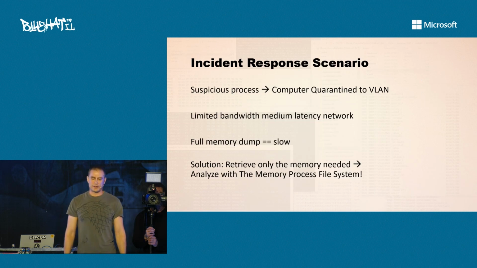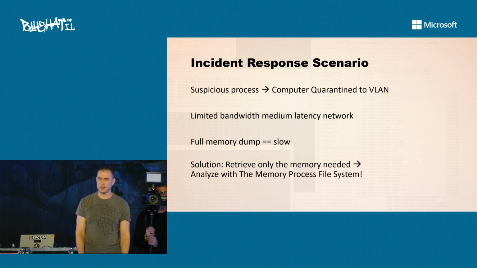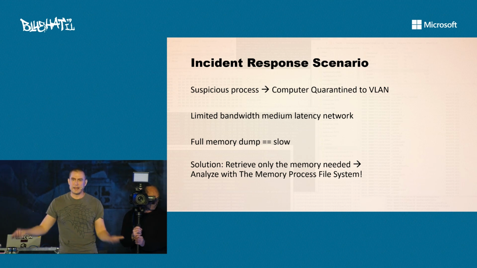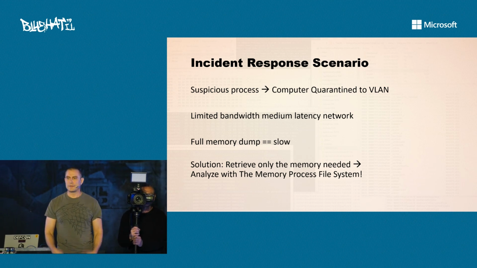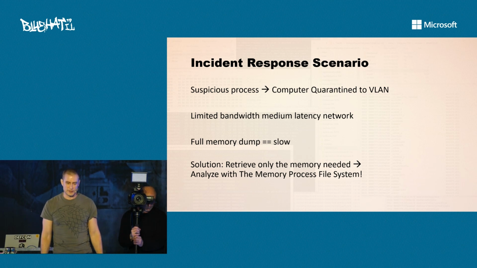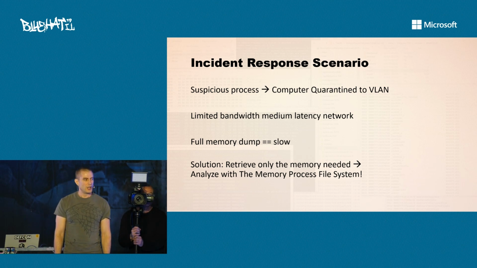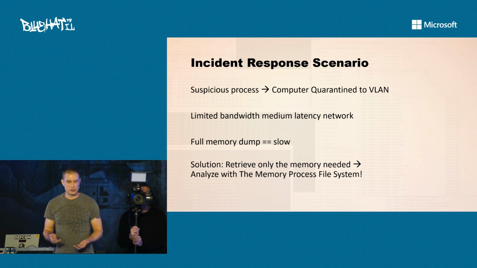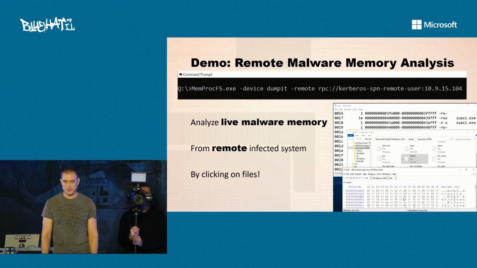If we connect everything together here, we might have some incident response scenario. For example, we may have a suspicious process on a computer that is quarantined to a separate VLAN, but we might have limited bandwidth to that computer, and even some latency over the network. A full memory dump of a big system with a lot of RAM in it is just horribly slow to do over the network. The solution might be to retrieve only the memory you actually need to do your analysis and analyze it with the memory process file system.